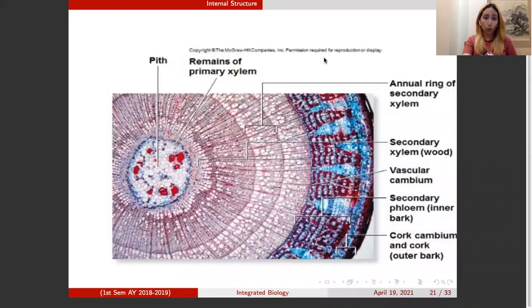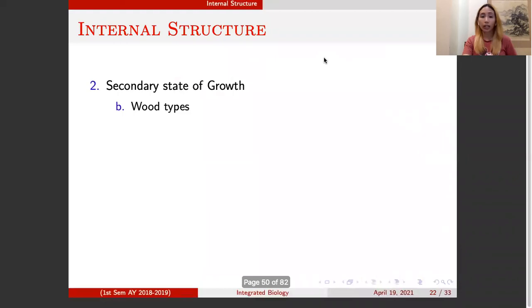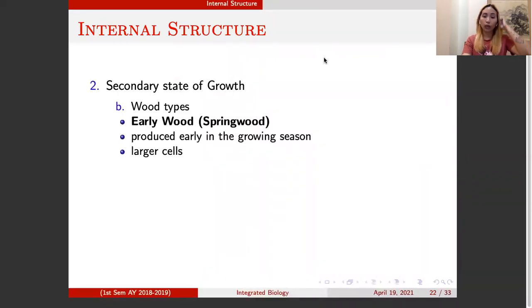So when it comes to the wood, yung secondary xylem layer, right? So we have different wood types. You have early wood produced early during the growing season, so larger.